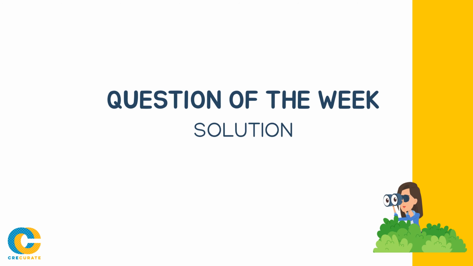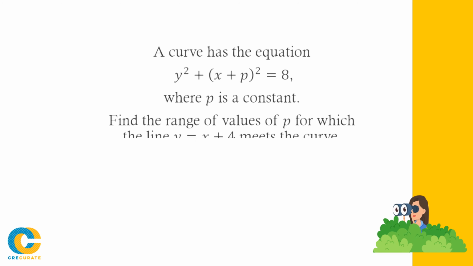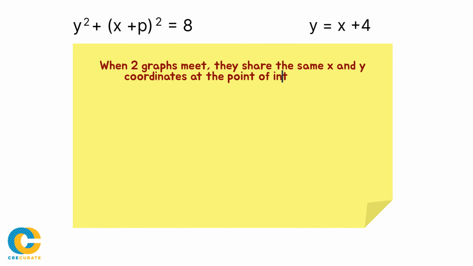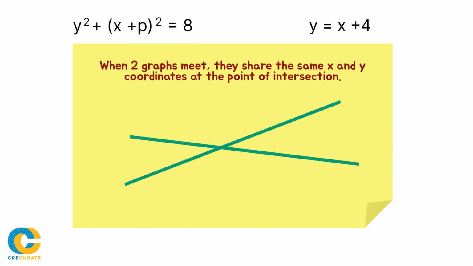Hi guys! In this week's question, we want to find the range of values of an unknown p when two graphs meet. Recall that when two graphs meet, they share the same x and y coordinates at the point of intersection.